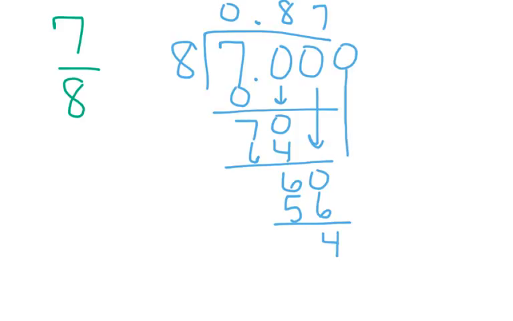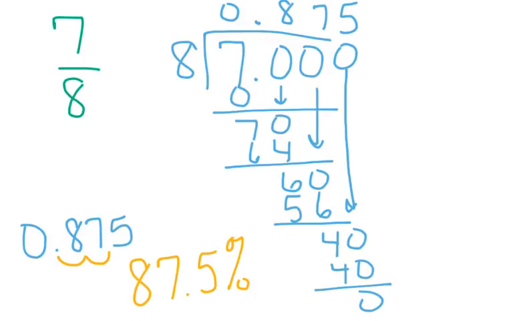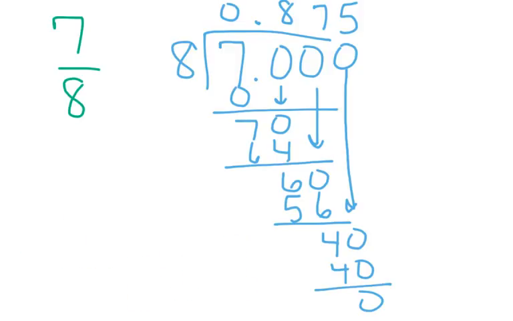I need to add another 0 here, and 8 goes into 45 times. So therefore, I have 7/8 equaling 0.875. Okay, so 7/8 equals 0.875 or 875 thousandths.